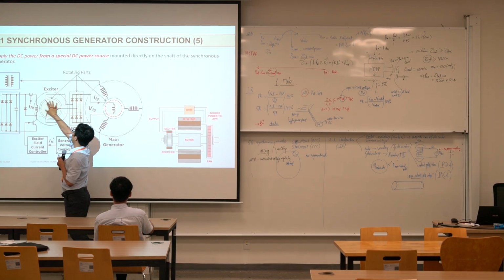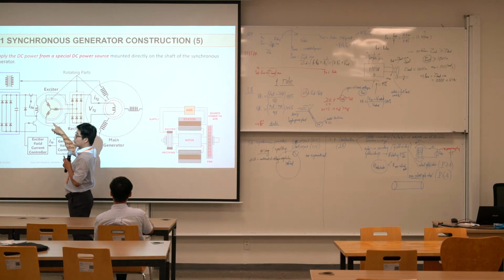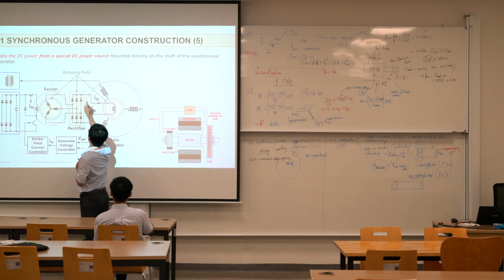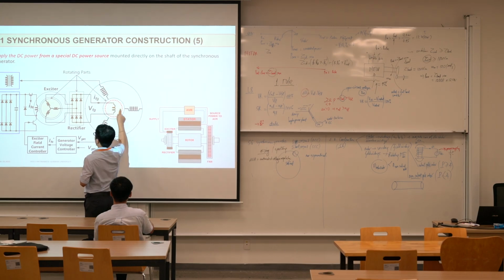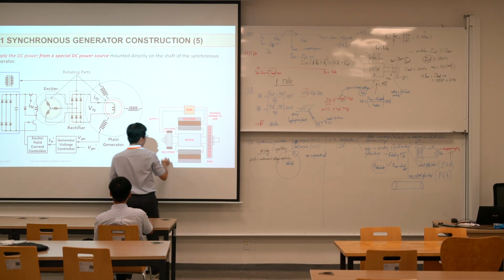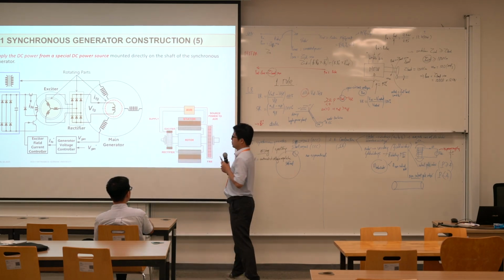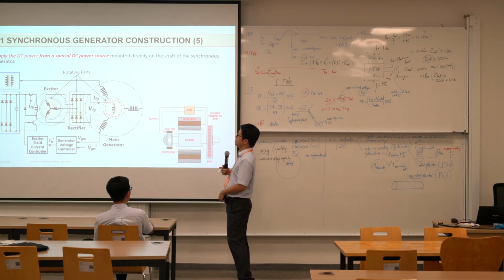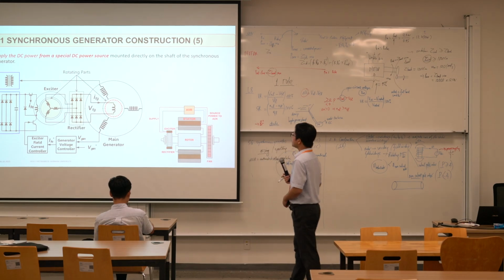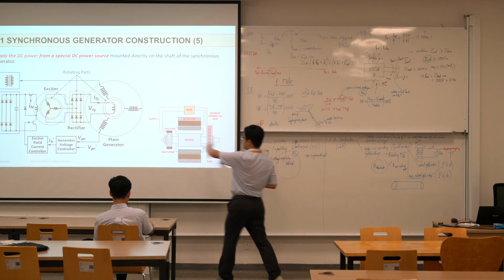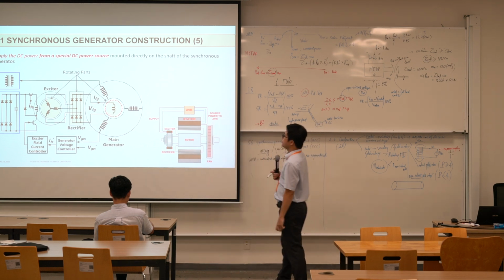But the voltage is AC, right? So we need to use a rectifier again to rectify AC to DC and then supply it to the main rotor. So now we have the rotating magnetic field in the rotor of the synchronous generator as well. Is it clear? So for this one, we cannot see any slip rings or brushes.